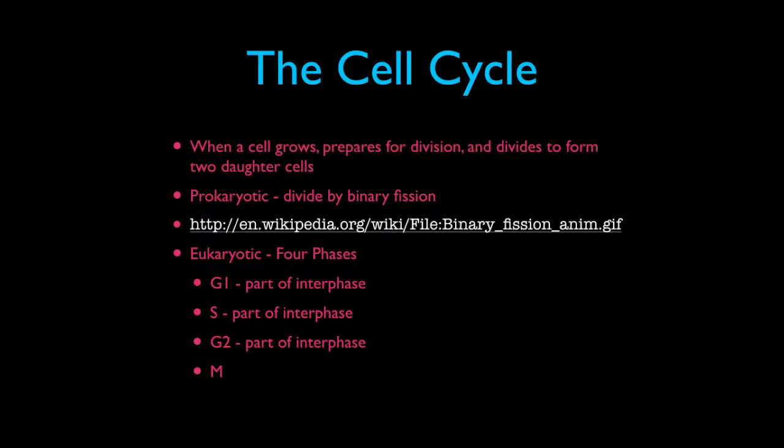The cell cycle. This is where it all begins. This is when a cell grows, prepares for division, and divides to form 2 daughter cells. Prokaryotic means that it divides by binary fission. Below is a video that you can go online and watch if you weren't in class to watch it. The eukaryotic division has 4 different phases. It has your G1 phase, your S phase, your G2 phase, and your M phase, which is known as your mitotic phase.